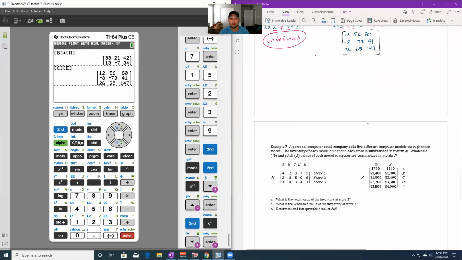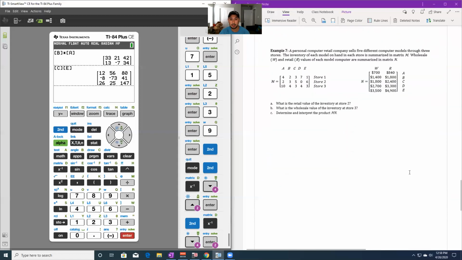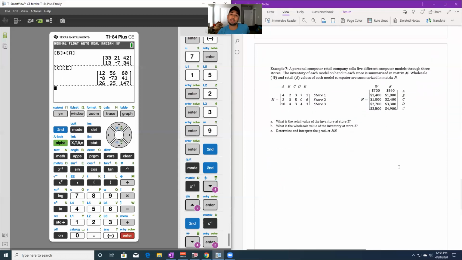All right, so let's actually apply these matrices to an application. Yay, right? Other than just doing a bunch of math, right?